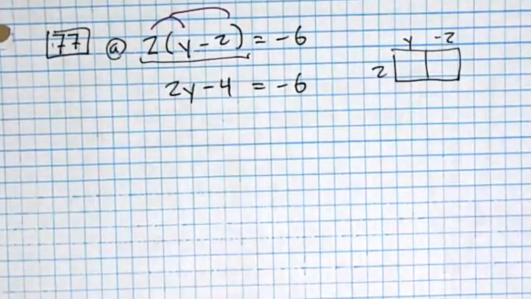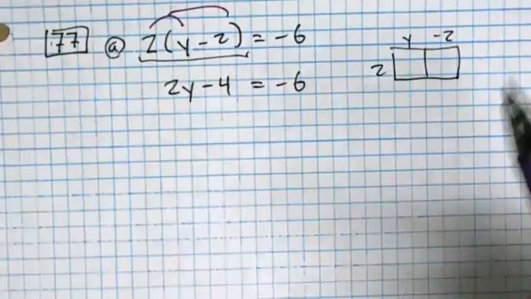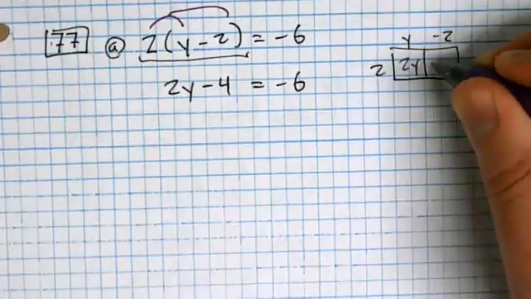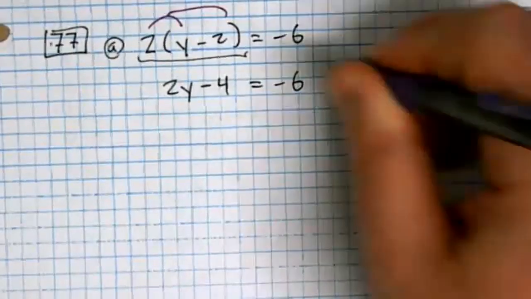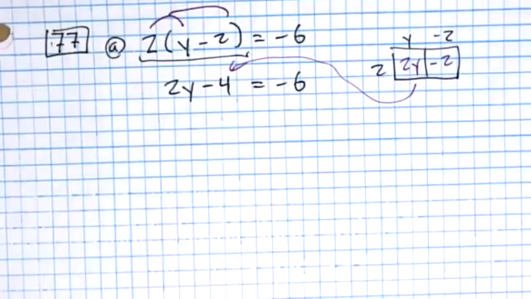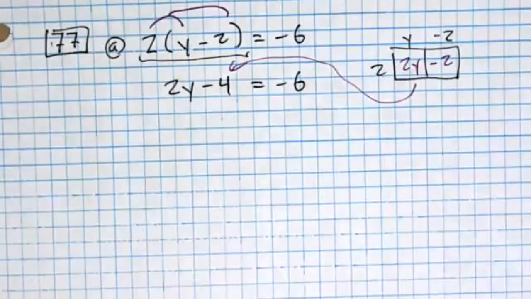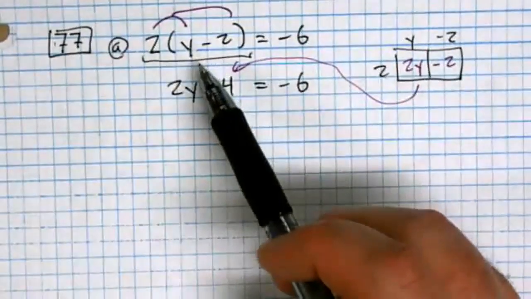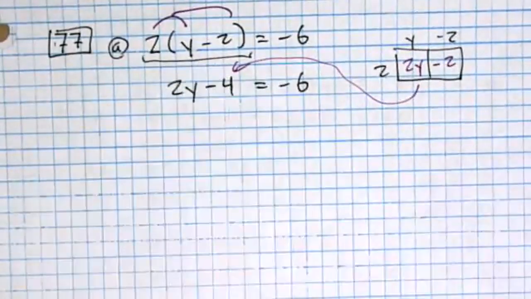Now, if you prefer to set up a box and multiply out with the box, you would have done 2 times y is 2y, 2 times negative 2 is negative 4, and then that would have come over here. And that works fine, but usually that takes more time. Usually my students will just get themselves comfortable doing it this way. Okay. All right, so we got rid of the parentheses. Basically, now all we need to do is solve this equation.